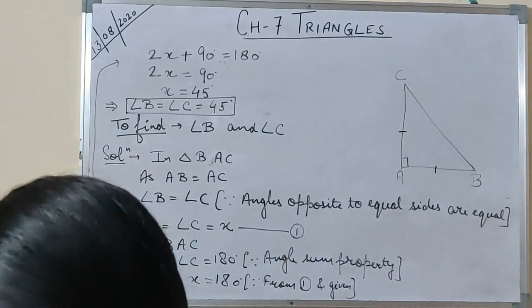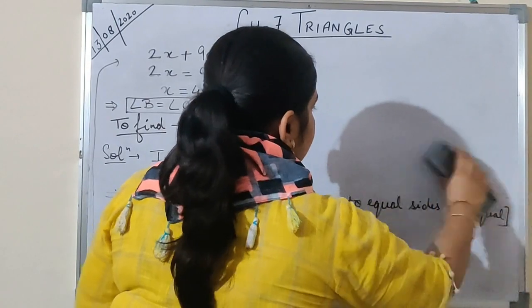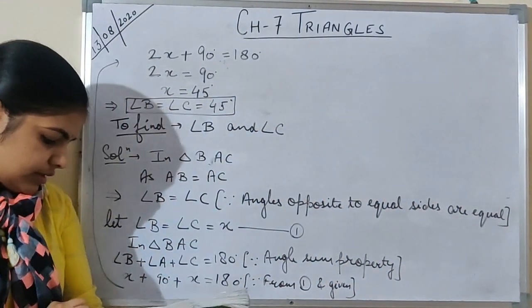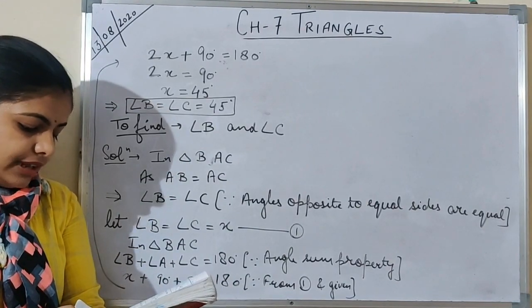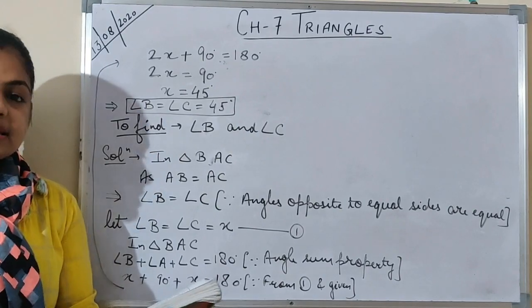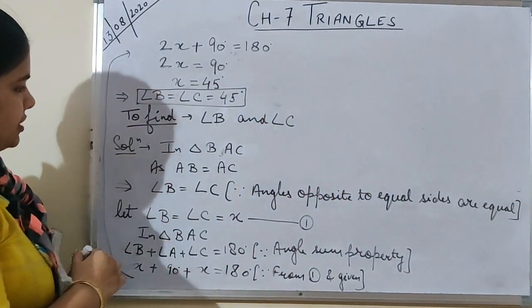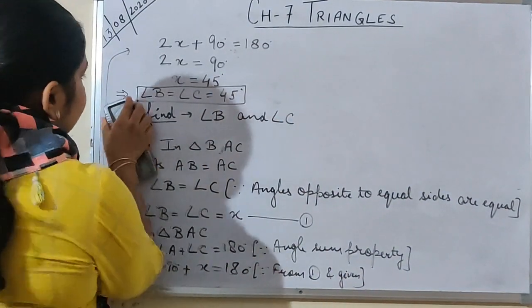Now, come to the next question. Question number 8. In question number 8, the question says that show that the angles of an equilateral triangle are 60 degrees. Okay, so we have to make the figure ourselves. Okay, let me erase this now.